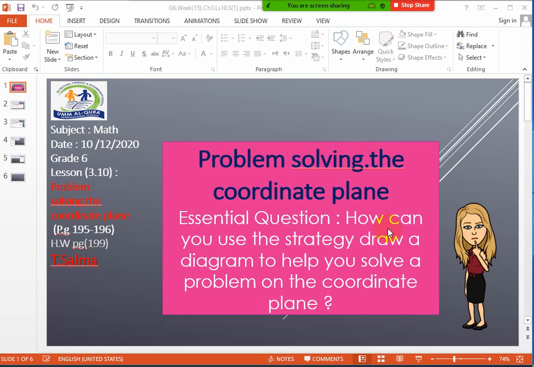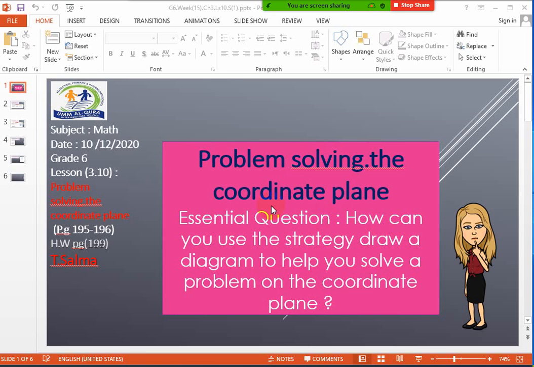How are you girls? Today we will start a new lesson. The lesson is problem solving. We will use in this problem the coordinate plan, so please bring your books and open your books on page 195 to solve the first problem.